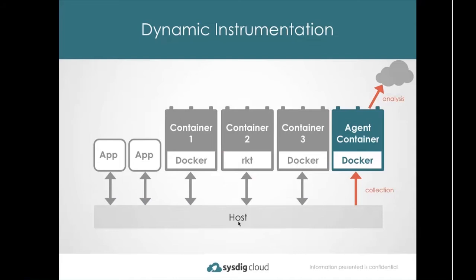We do this by running an agent container alongside all of your other containers, whether they're Docker, Rocket, or other forms of containerization. We then can collect all these metrics that we find via system calls, and we pump them up to our agent container, which then can go off to the cloud or to an on-premise solution for monitoring, troubleshooting, and analytics of your system.